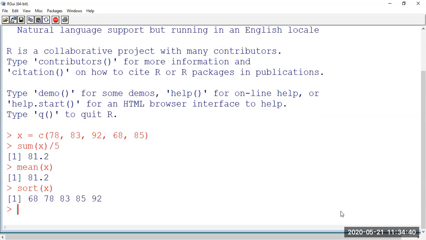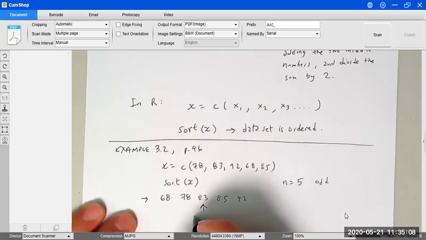I'm going to write the results just for our notes, but you can see there that the value at the middle of the data set is 83. And that is going to be the median, 83. So we're going to write that the median is the value that is at the middle of the data set. This is the median.